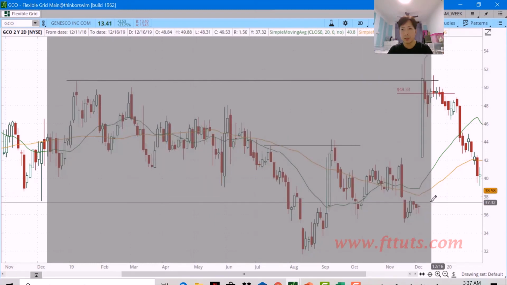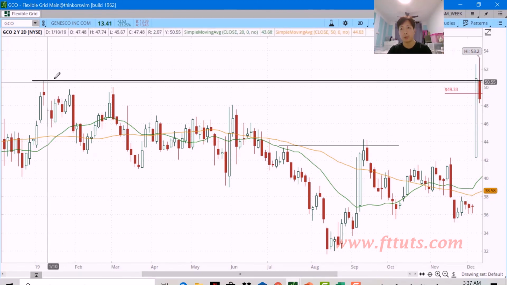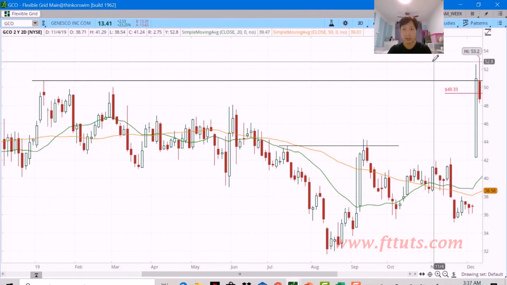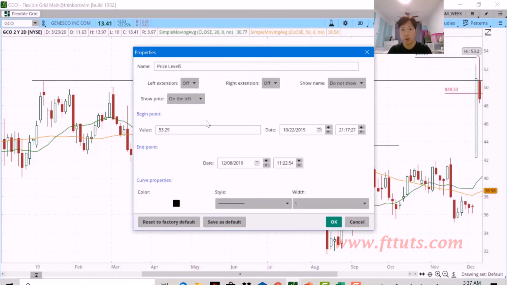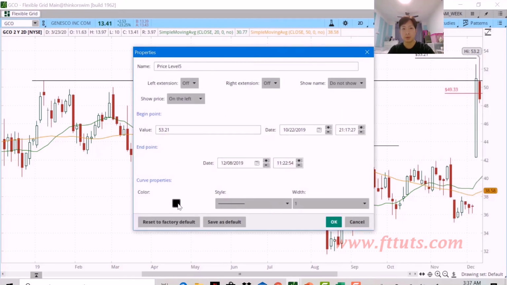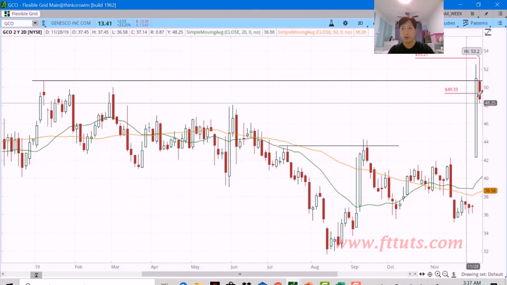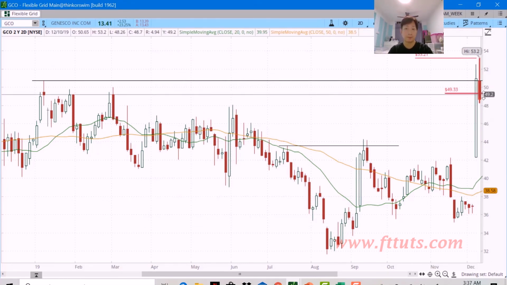Okay, let's say the price is like this, you have no idea where it forms. Because of the false stop, you want to do a short trade. Let's say your stop loss is at 52.21, and you want to go short at 49.33.